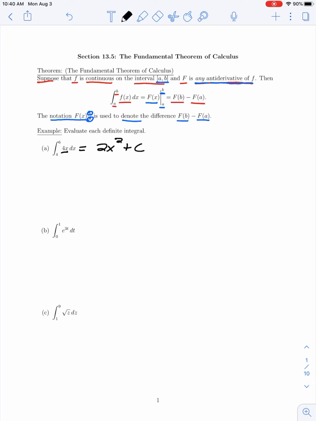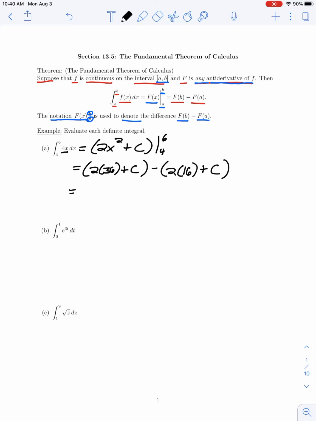And then we're going to take this antiderivative that we found, 2x squared plus any constant, and evaluate it from 4 to 6. So we start by substituting in the value of 6 for x. So we would have 2 times 36 plus some constant c minus, we substitute 4 in for x, and we would have 2 times 16 plus c.